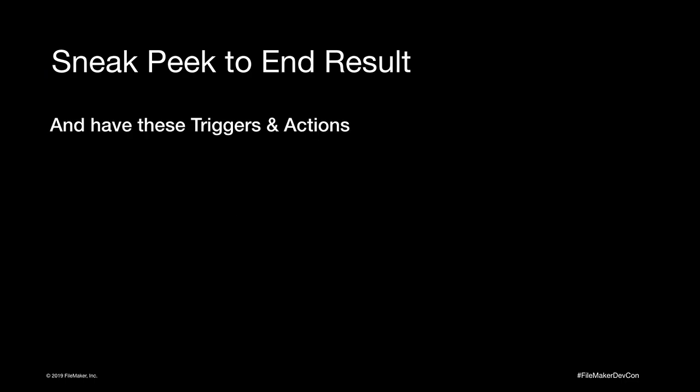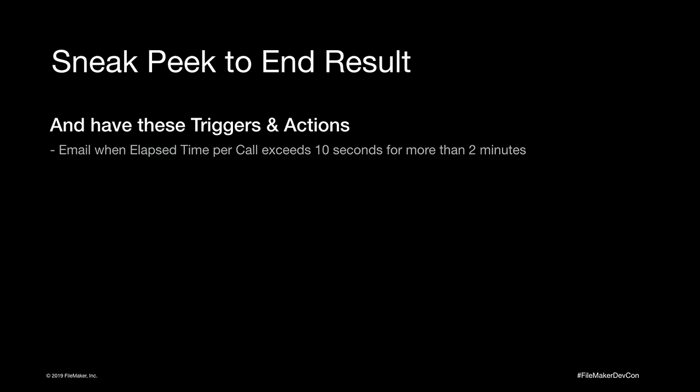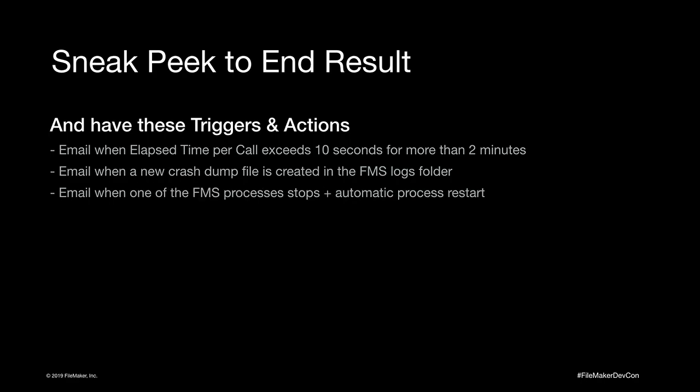And this is where the real power of Zabbix comes into play, right? You'll be able to see all those data points that we track about the FileMaker server, but the real power comes in being notified and having actions taken when something is a problem. To give you some examples, if the elapsed time per call exceeds 10 seconds for any given time frame that you think is relevant for your deployment, we can have an email sent out. Like we mentioned already, if there is a crash dump file produced by FileMaker server, you'll get an email.